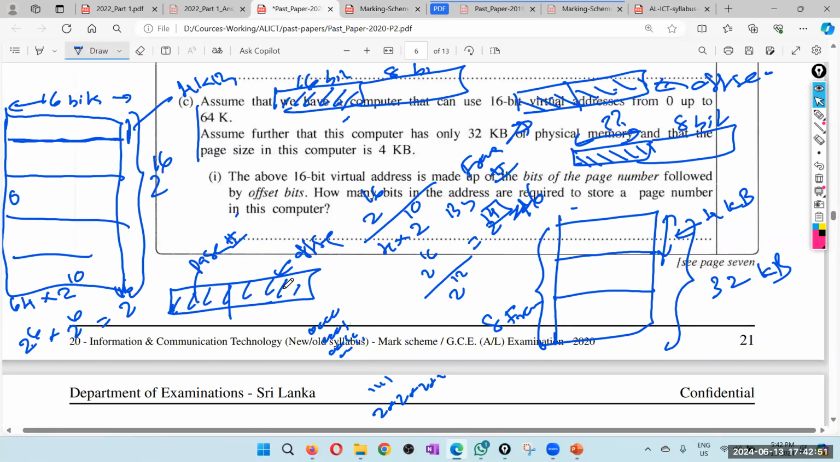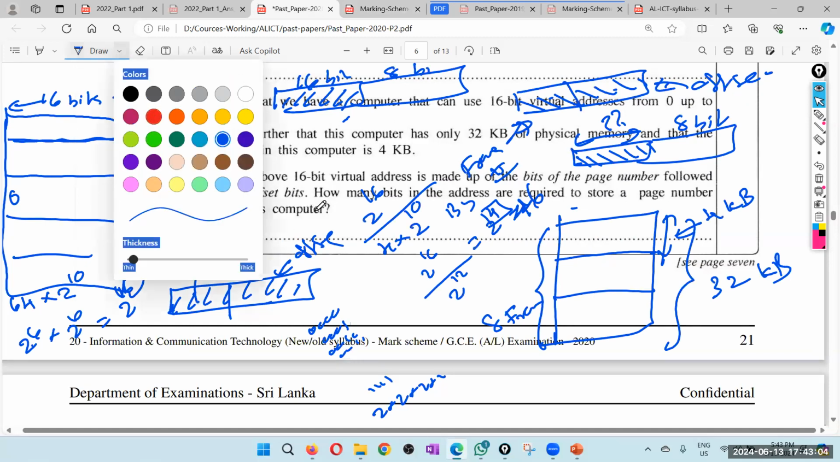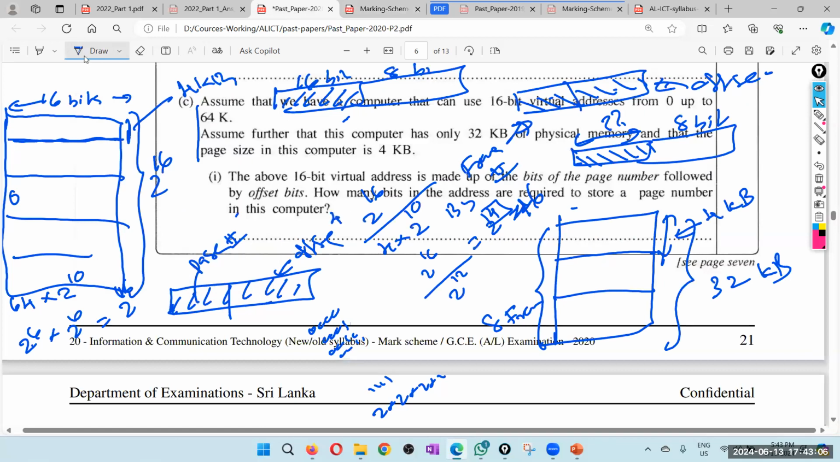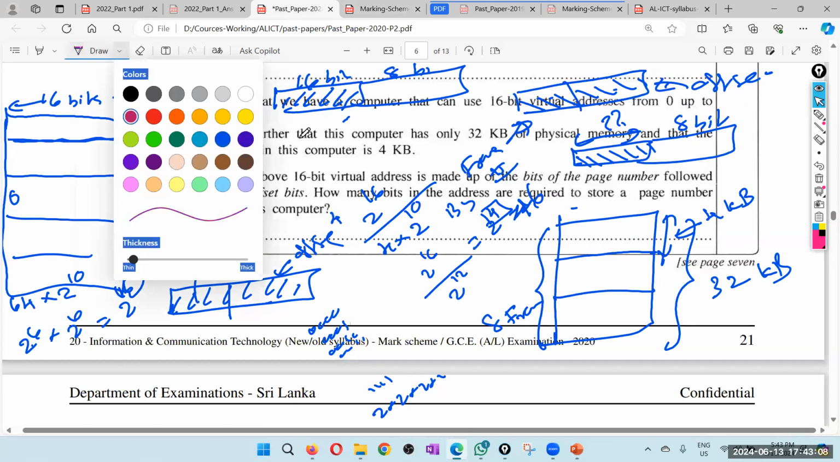So that is how you get it. For the page number part, the answer is you need how many bits? 4 bits. So the answer is you need 4 bits. But you need to get that answer first. You can't just say 4 bits.